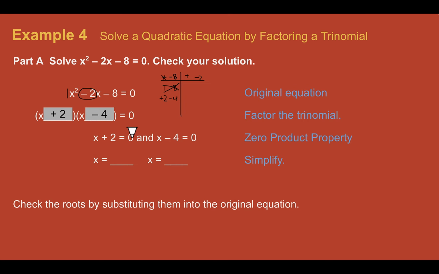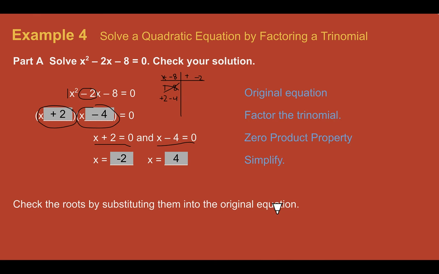Now, using the zero product property, I know that one of these two things must be equal to 0. So either x plus 2 equals 0 or x minus 4 equals 0, or both. Solve for x each time. So here I would just have to subtract 2 and I'd get negative 2. Here I would have to add 4 and I'd get x equals 4.